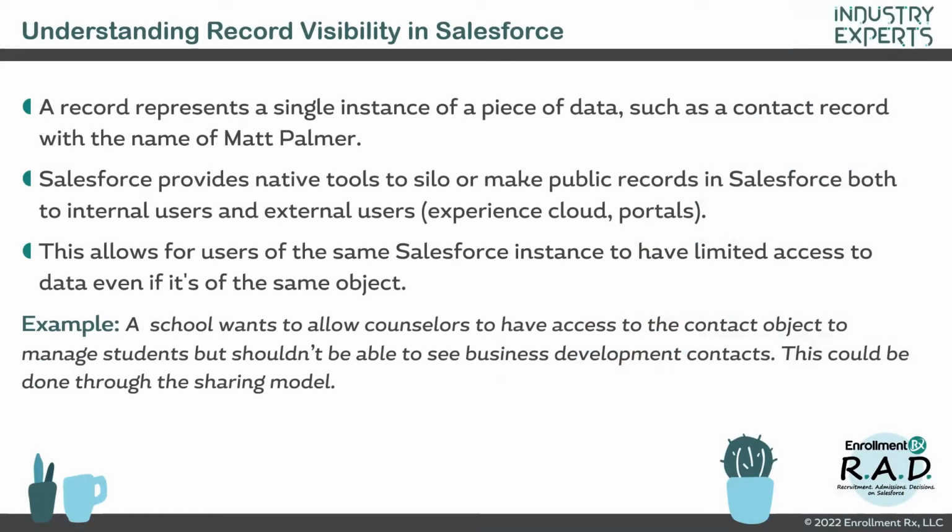Thanks, Matt. So our first topic is on understanding record visibility in Salesforce. A record represents a single instance of data in your system. For example, a contact record for Matt Palmer. This record can contain any amount of information, whether it's biographical information or demographical information. A record can store it all. And since Salesforce is a relational database, that contact record can have other records associated to it, such as an application record, an official test score, and so on.